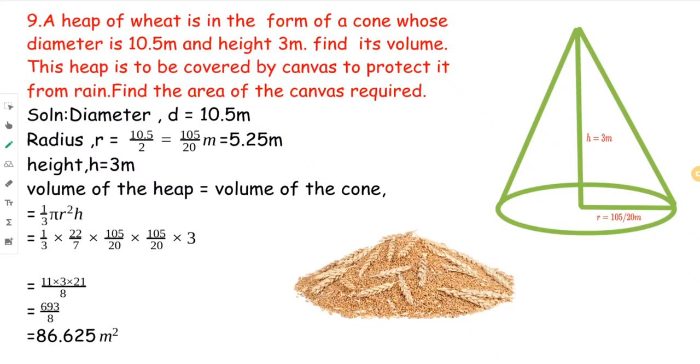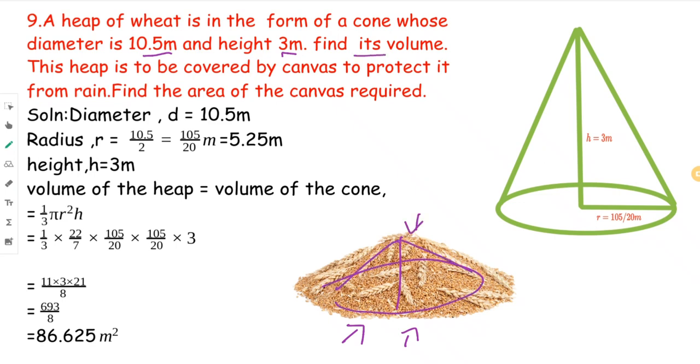9. A heap of wheat is in the form of a cone whose diameter is given and height is also given, right? So this, when you look at it, is a heap of wheat. Of course it is 10.5 meters, so you get it right. It's a very big one, right? Even height is 3 meters, but just for an example here, you can see that I can make it into a cone.